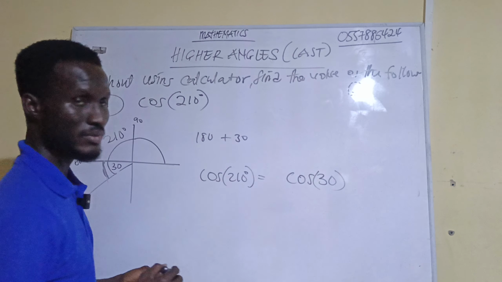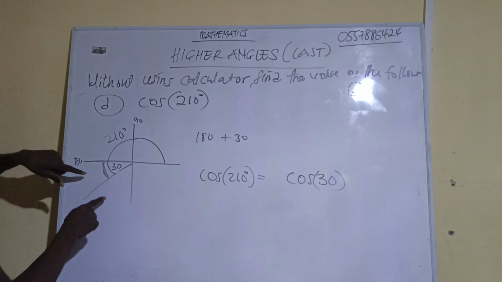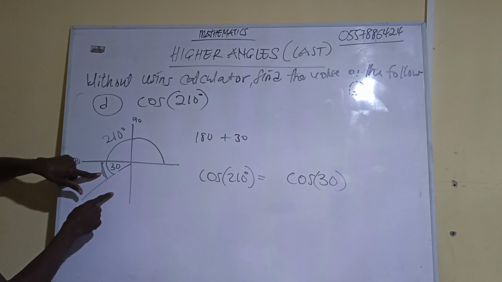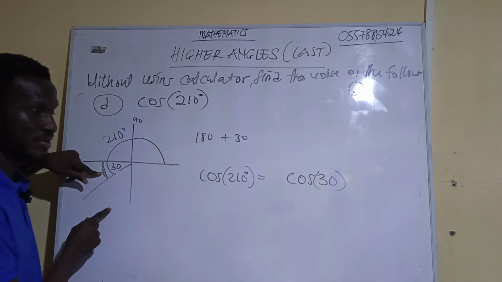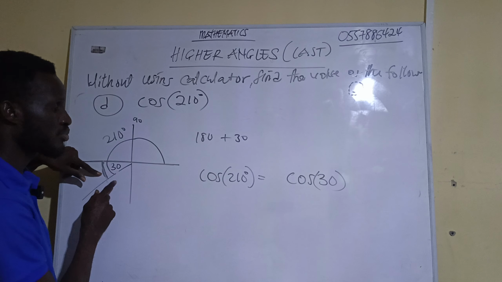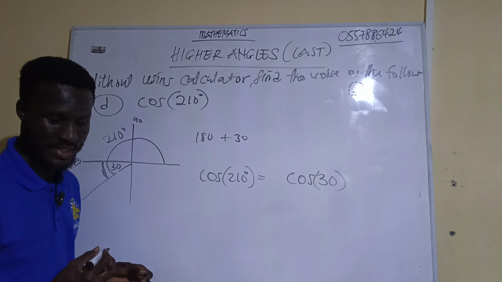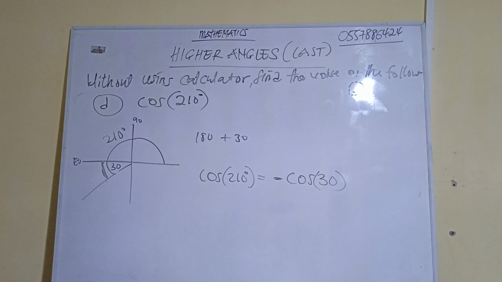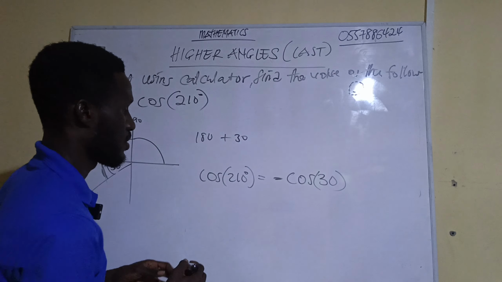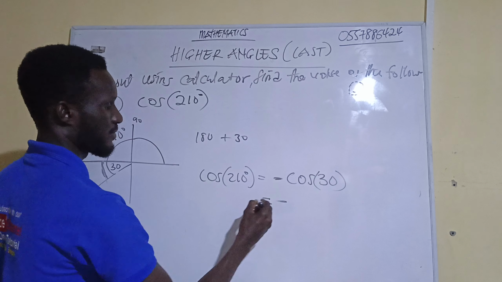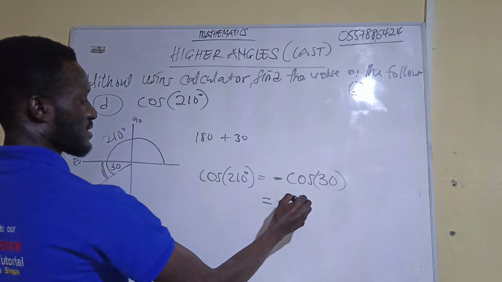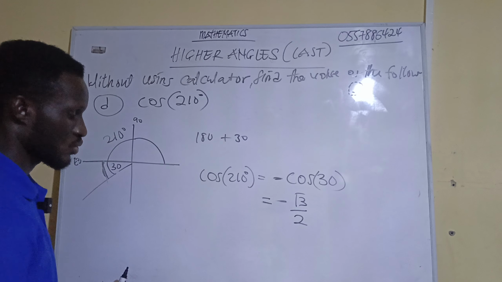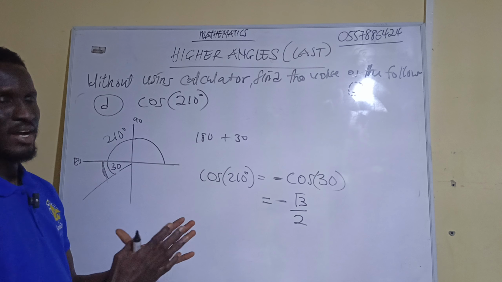Now let's look at something. This particular angle is in the third quadrant, and in the third quadrant only tan is positive, so the cos is supposed to be negative, and I need to negate it. So you're going to have negative. Now what is cos 30? Cos 30 is root 3 out of 2. So this is how we can find it.